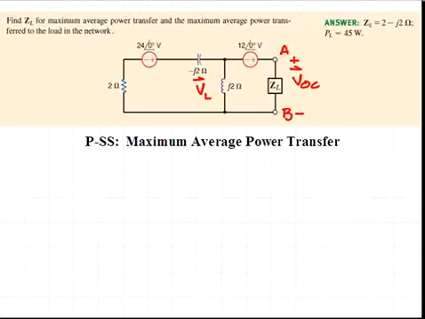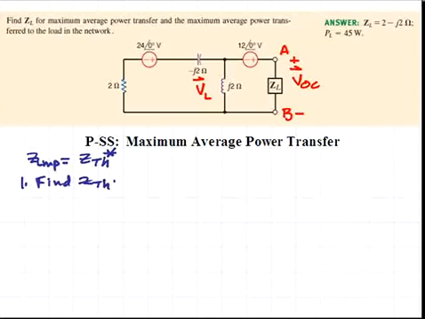The condition for maximum power transfer is achieved when the load impedance Z sub L is equal to the complex conjugate of the Thevenin impedance of the network looking back from the terminals A, B. So our first step will be to find the value of the Thevenin impedance, Z sub TH.